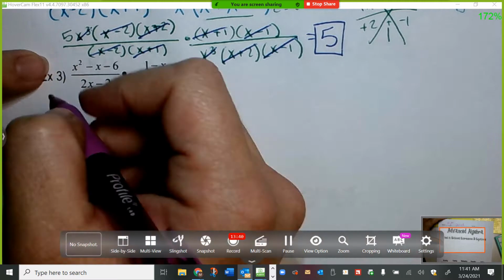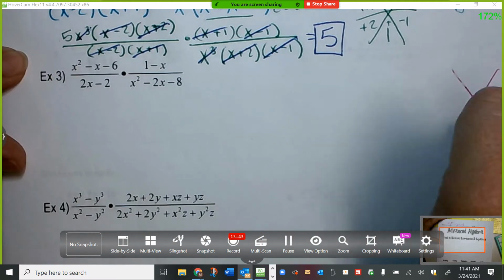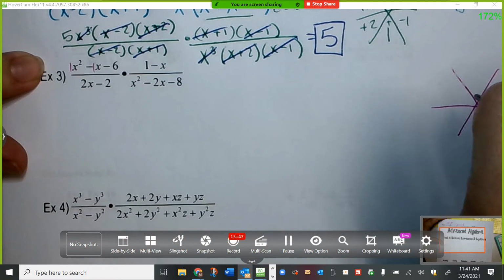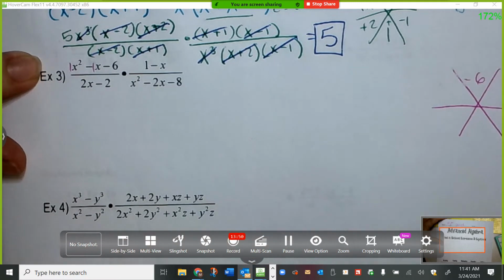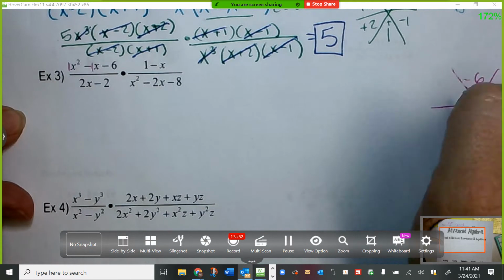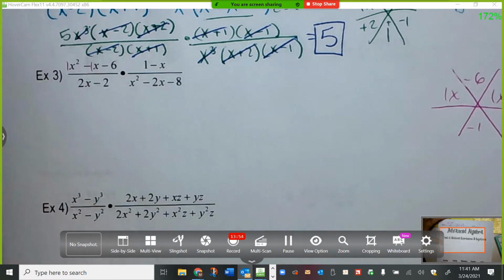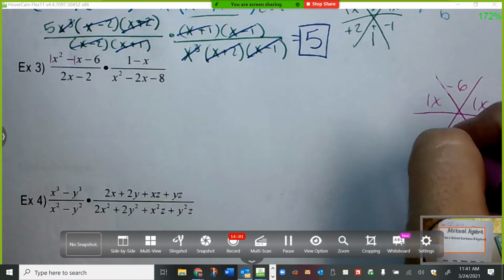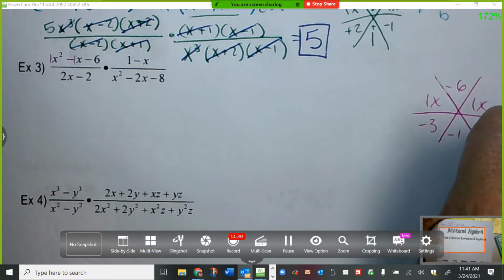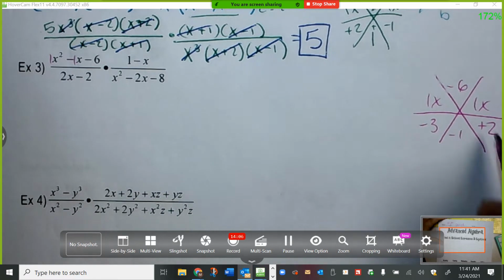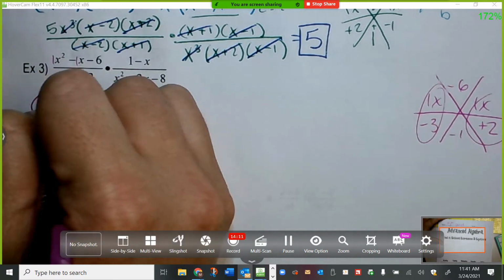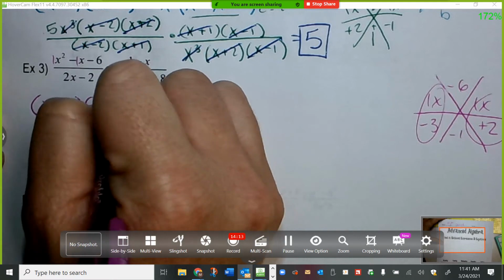So A is 1, B is negative 1, and C is negative 6. So 1 times negative 6 is negative 6. B is negative 1. I have AX, AX. What multiplies to give me negative 6, but adds to give me negative 1? Negative 3 and what? Positive 2. 1 over 3 and 1 over 2 do not simplify, so those are my factors. So I get x minus 3, x plus 2.